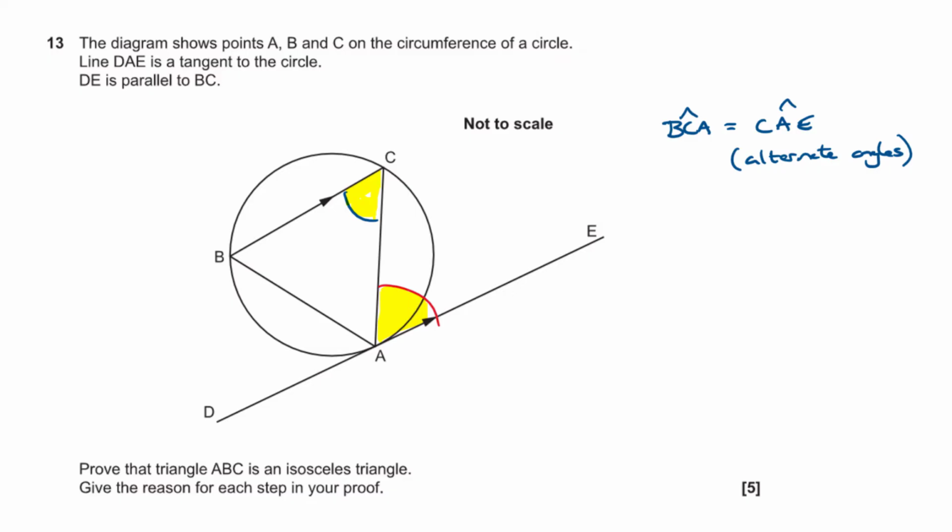Okay? And then what can I say? I can say but CAE is equal to, well, the next thing we said was this angle here is the same thing as this one up here, isn't it? So the angle between the tangent and the chord is equal to the angle drawn in the alternate segment. So that angle there is equal to that one. So CAE is equal to ABC. And we know that from the alternate segment theorem.